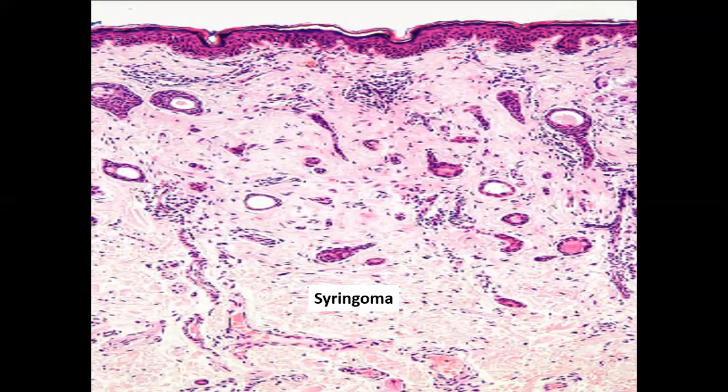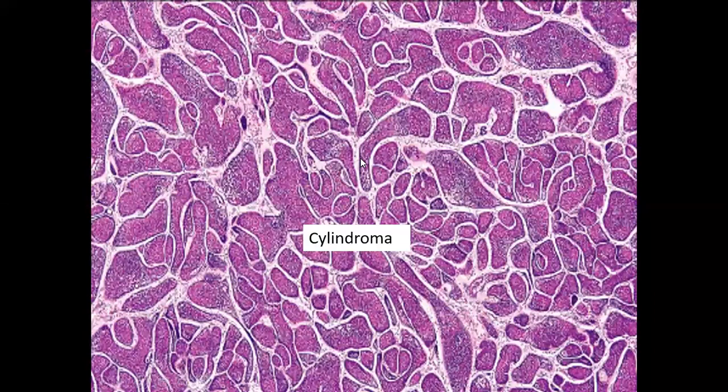This is another common eccrine tumor that is called syringoma. And syringoma is characterized by small nests of eccrine epithelium, and many of these nests demonstrate ductal formation, and some of them give a tadpole-like appearance, seen mainly in the upper dermis.